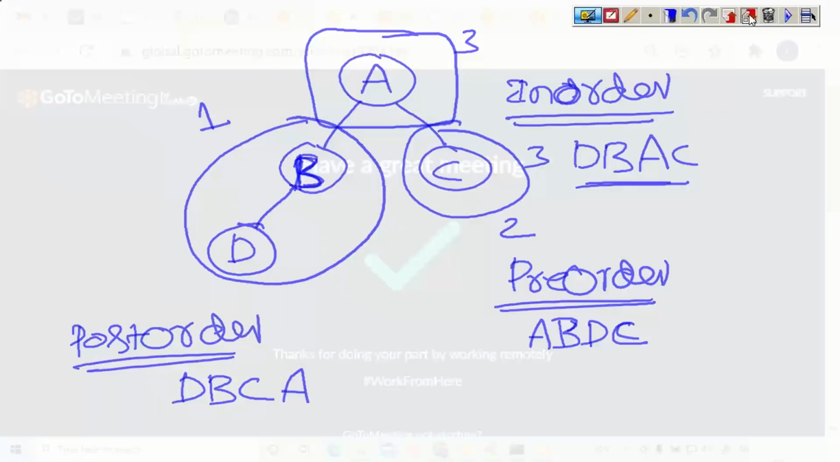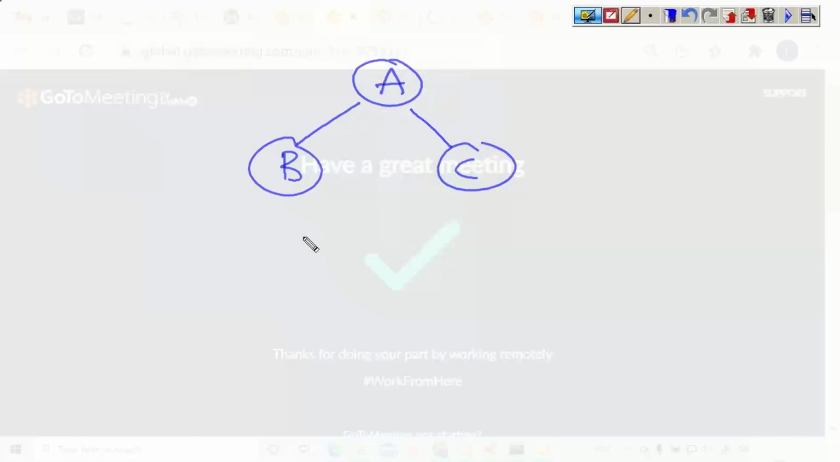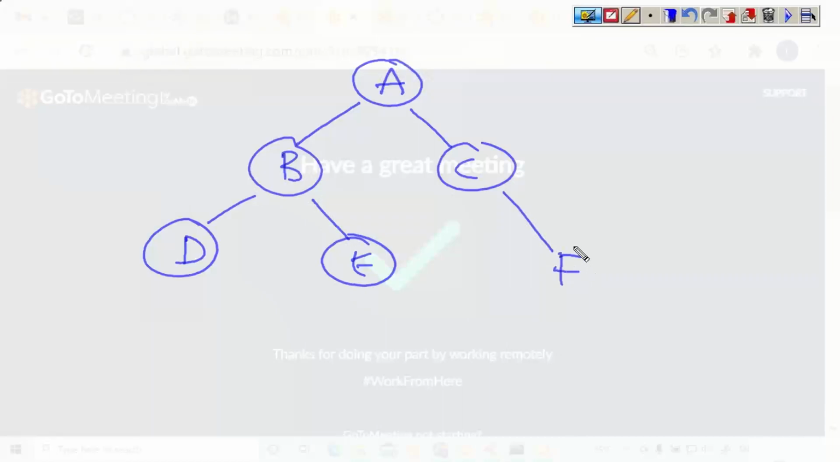Let's move to another structure. A is a root, B is one child, C is another child. So D is one left side child, E is a right side child. Assume C having only right side child. A simple trick: I just added two more children.